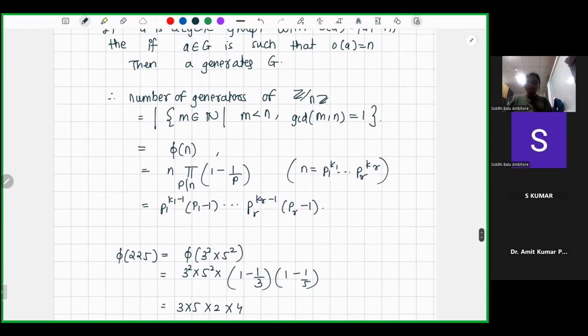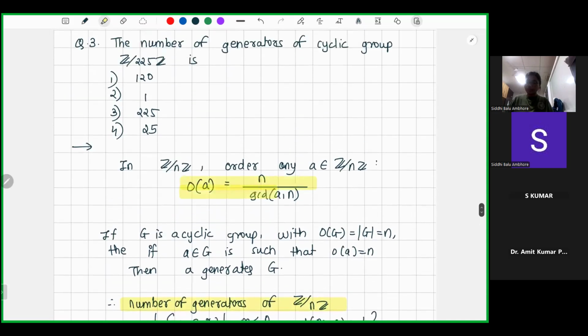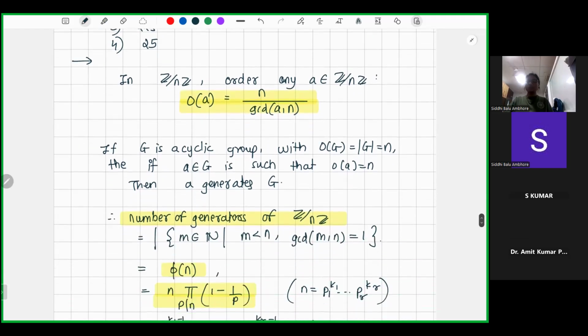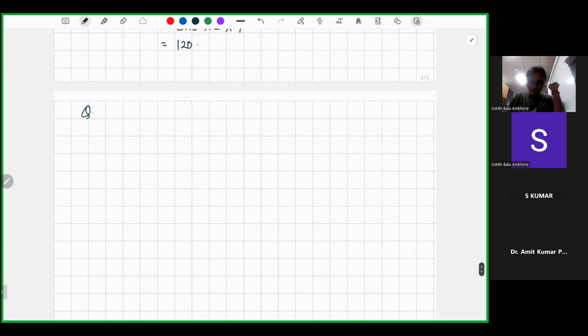So this formula, please keep in mind. This formula is also important in order to find the order of an element in Zn, or in any cyclic group of finite order. Okay, so I hope this was okay so far. Any doubt here? Okay, if not, then we'll move to the next question.